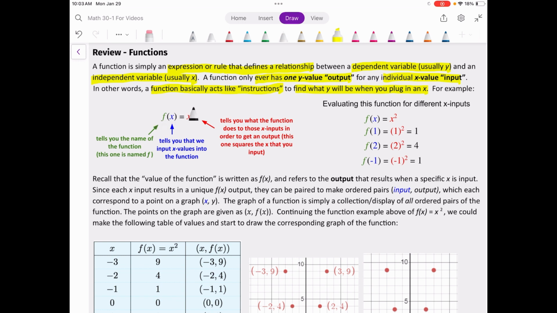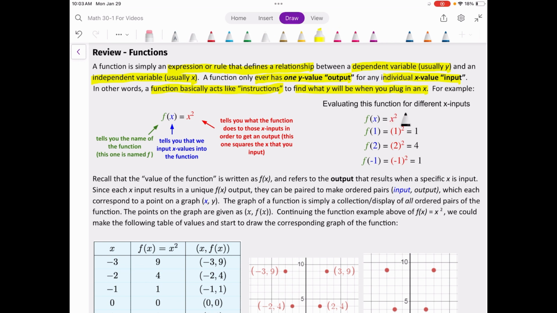Right? So breaking it down, that's all we've got here. This is a function called f. What do we put into the function? What's our input? Oh, it's x values. And then what do we do to those x's? These are the instructions. It says square it, and whatever you get, that's your corresponding y value.